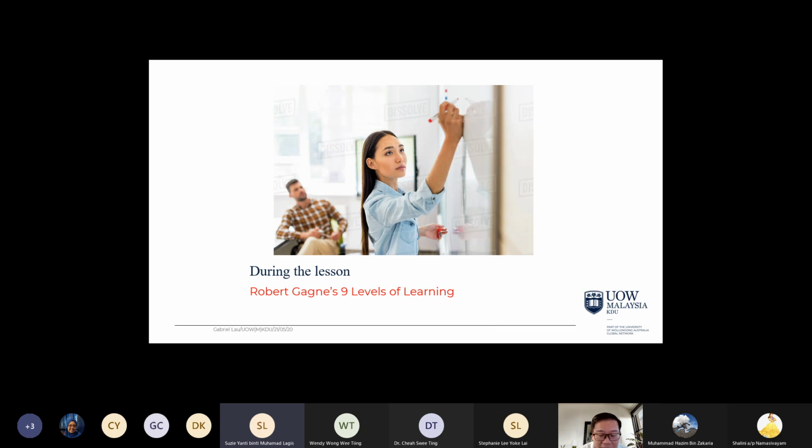Now, during the lesson, I like to use Robert Gagne's 9 levels of learning. For those of you who read academic pedagogy, Gagne's 9 levels are pretty good. It creates a very strong foundation of how we should deliver during the lesson itself. Most of you are already very good practitioners, so sometimes whatever you do, you read the theory back again.